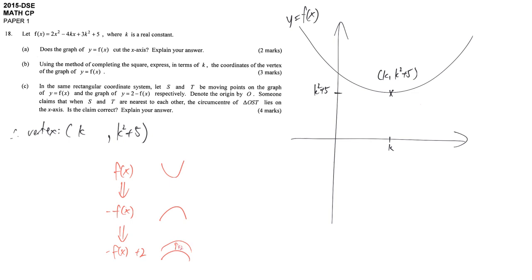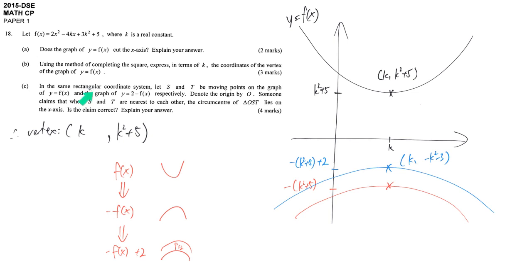So after the first change, it reflects along the x-axis, which means the new height of the vertex is negative (k squared plus 5). And then in the second change, every point plus 2, so it shifts up. The new vertex height is negative (k squared plus 5) and then plus 2. We get the vertex, which is k, and then negative k squared minus 3. That means I expand it and then combine like terms.